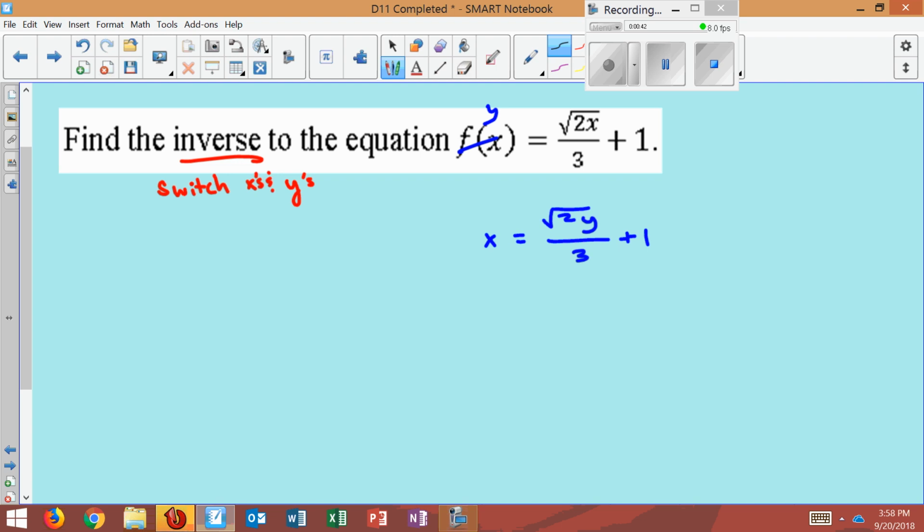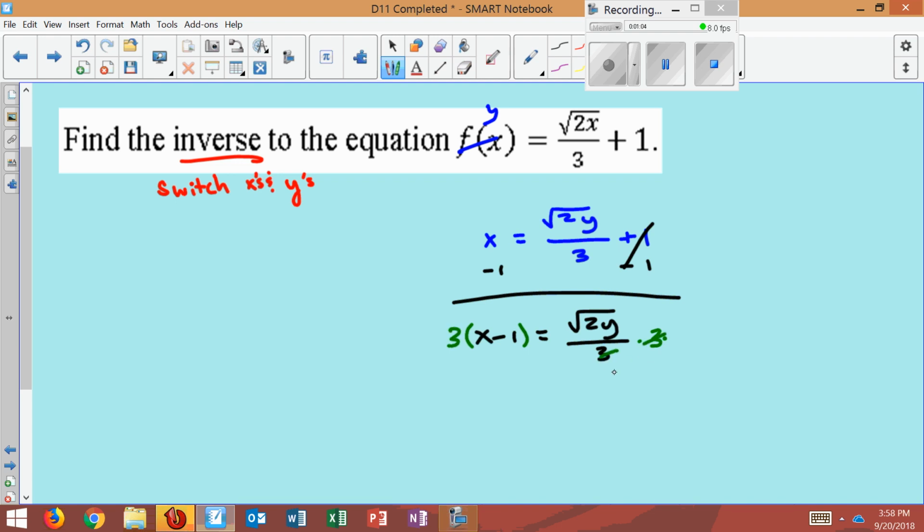So if I'm going to solve for y, I first need to move the stuff on the outside, so I subtract 1 from both sides. This leaves me with x minus 1 equals square root of 2y over 3. Now, I'm still trying to get the y by itself. Let's get rid of this fraction. I do that by multiplying by 3, and if you multiply, you need to multiply everything. Those simplify out, and so I'll distribute this. I have 3x minus 3 equals the square root of 2y.